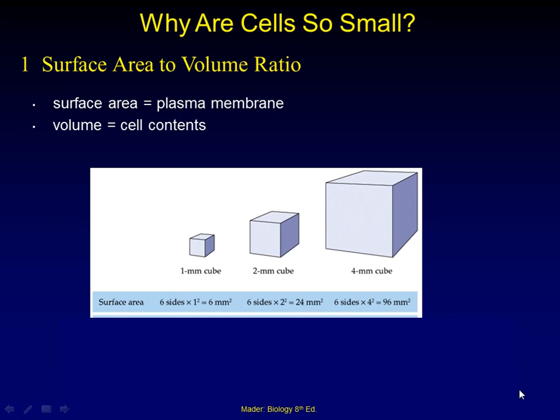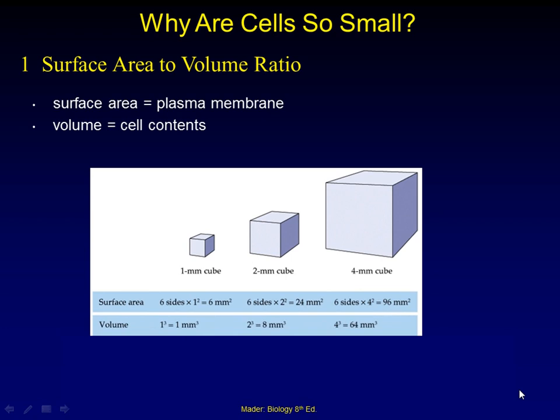Okay, let's take a look at the volume of all three cubes. Volume is a little bit easier. That's the answer most people give when I ask the surface area. But to find the volume of a cube, it's length times width times height. That's exactly right. So let's do the volume of this cube. The first one is 1 by 1 by 1. So that's 1 millimeter cubed. The second one is 2 times 2 times 2. So that's 8. The third one is 4 times 4 times 4. So what's that? That's 64. Well, obviously it's increasing.